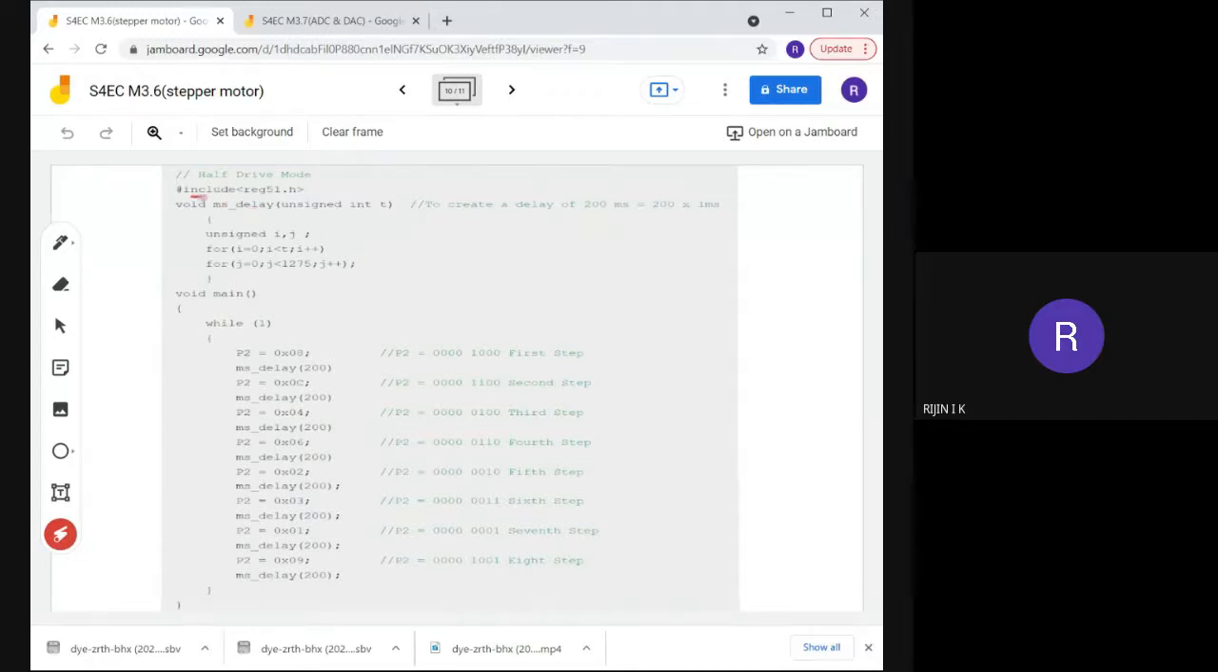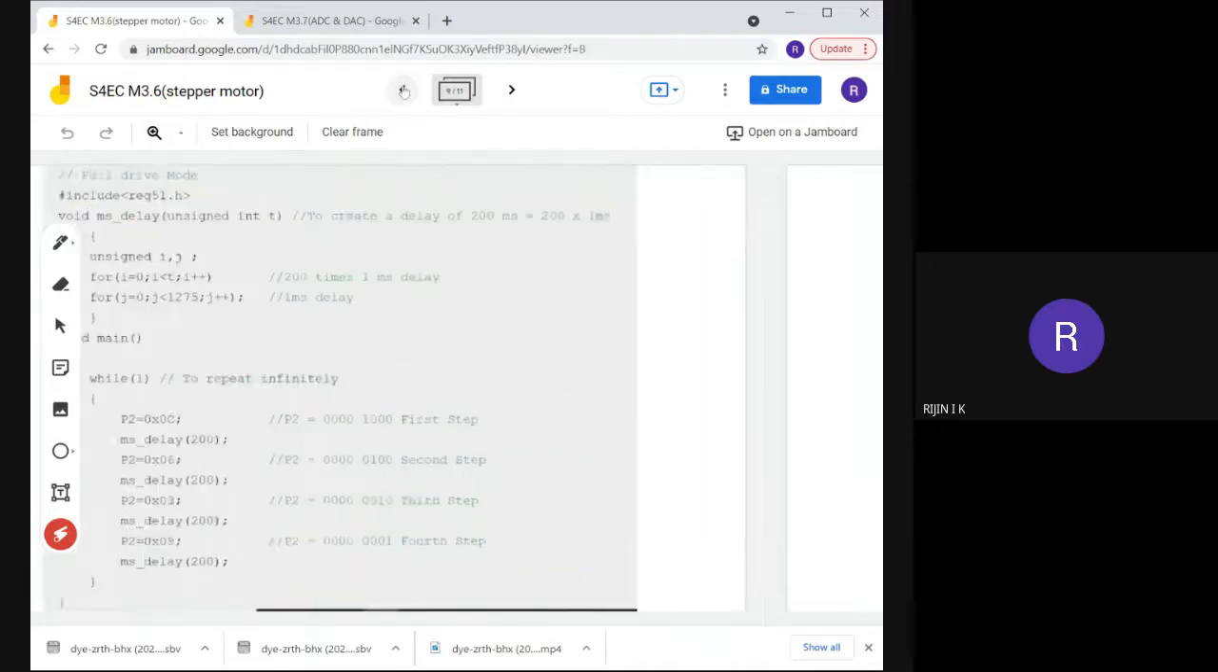Here also first we have included #include <reg51.h>, that means we are writing a C program for 8051 microcontroller. So that is why we have included this header file reg51.h. Okay, and this is the function for generating delay. And here we are giving the sequence value.